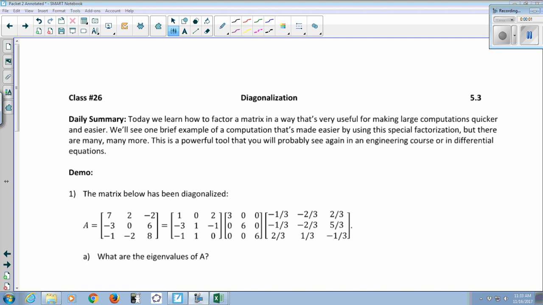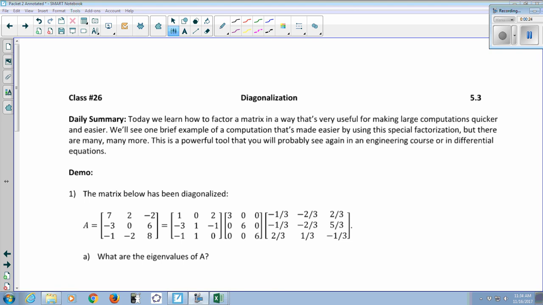Learn how to factor a matrix in a way that's very useful for making large computations quicker and easier. Remember the definition of factoring: when you take a polynomial and you factor it, you rewrite it as a multiplication problem. That's what we're going to do. We're going to learn how to factor a matrix, so you write it as a product of other matrices.